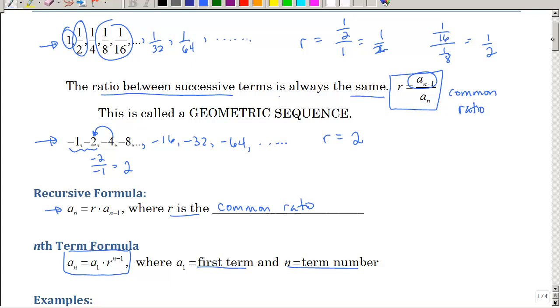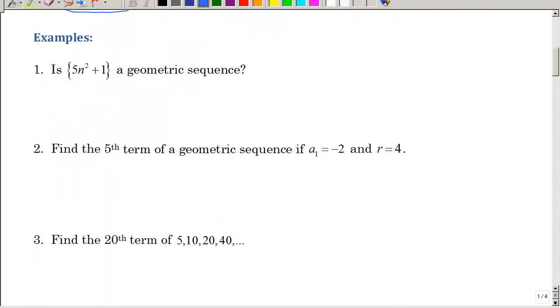So let's go through some examples to just familiarize ourselves with these formulas. In this first example, we're just asked if this set creates a geometric sequence. Recall from the last lesson that N is our domain. It's the set of our counting positive numbers. So let's see if we list some out, do we get a geometric sequence?